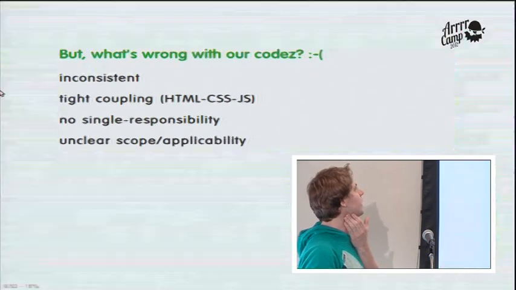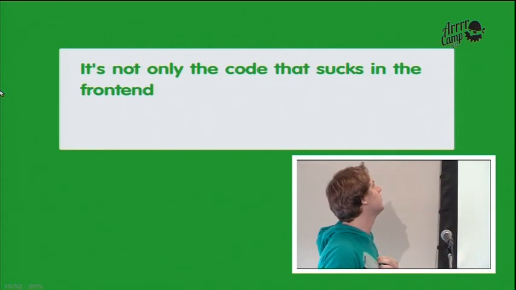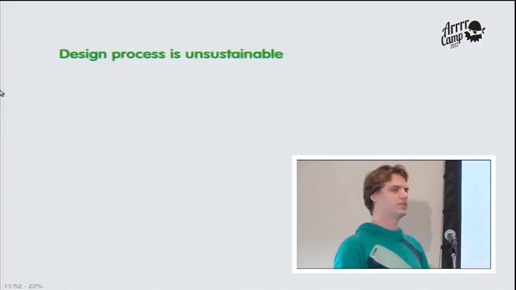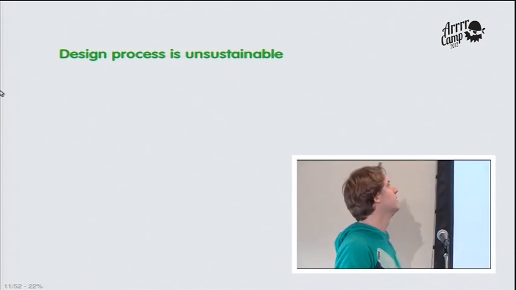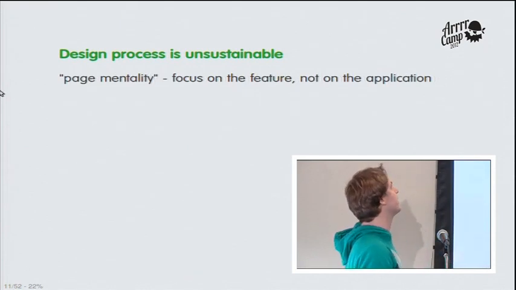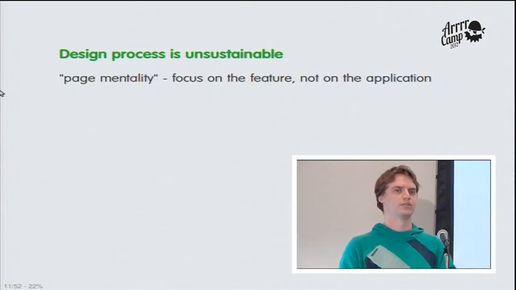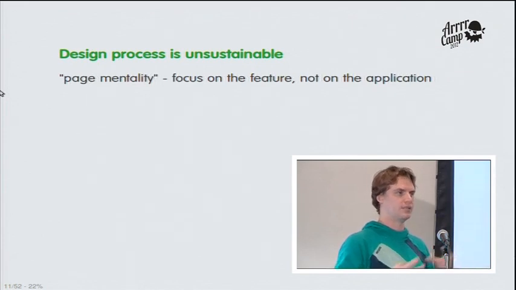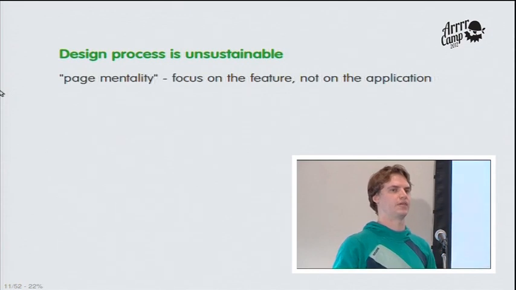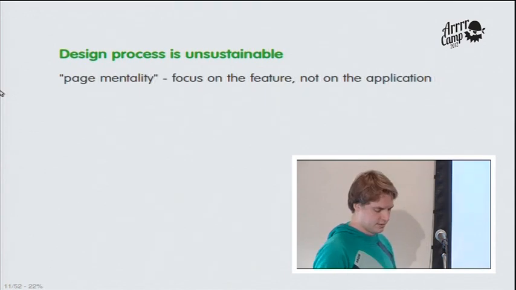And actually, I think it's not only the code that sucks, but beyond that, I think the whole design process is also kind of unsustainable. We tend to design web applications with a page mentality. It's always the focus on this one feature that the designer is designing or the developer is working on. And I mean, this is important. You have to get the details right, but it's also important to have the whole application in mind in order to build something that's consistent and maintainable. And I think we have to get better at that.